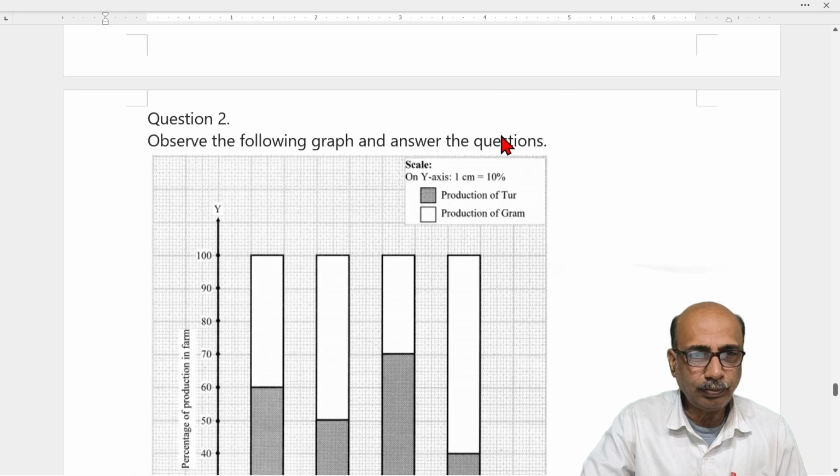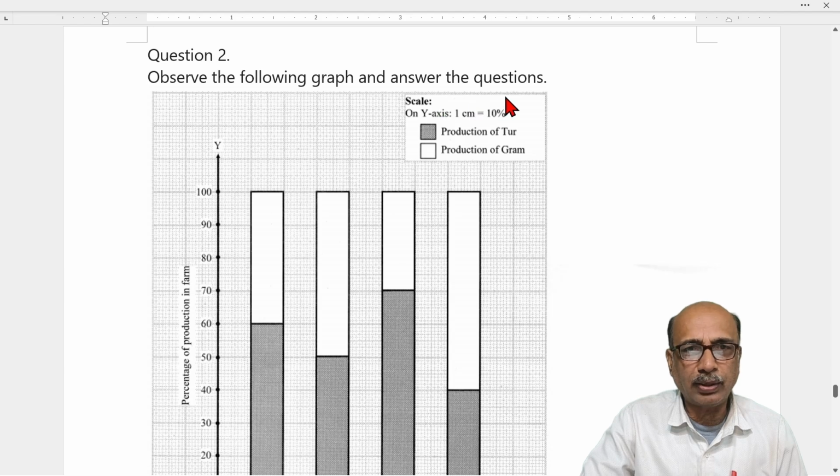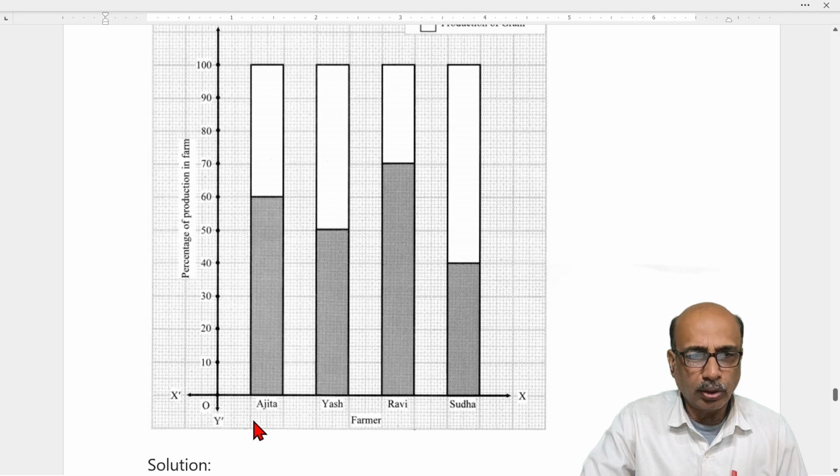Next. Observe the following graph and answer the following questions. On y-axis, 1 centimeter equals 10%. Again, percentage problem only. Production of tur is shown by dark and production of gram is shown by empty. So here you see farmers' names are given on the x-axis, Ajita, Yash, Ravi and Sudha. And on y-axis, percentage of production in farm is given.